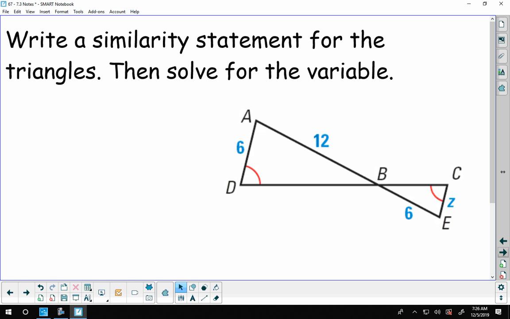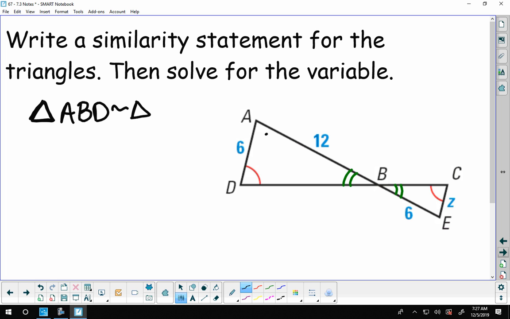Write a similarity statement for the triangles. I'm just going to point out where the second pair of angles are. Right, these are vertical angles. So we do know they're similar because we have 2 angles of one triangle congruent to 2 angles of another triangle. So let's name this first one. It doesn't matter. Let's go ABD is similar to triangle. So we did no marks, 2 marks, 1 mark. So we have to do the same thing over here. No marks, 2 marks, 1 mark. So that's triangle EBC. So just make sure I match up my corresponding parts.